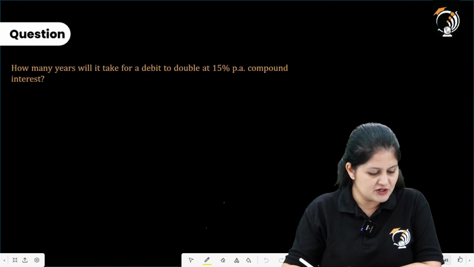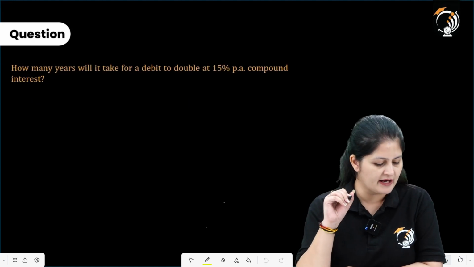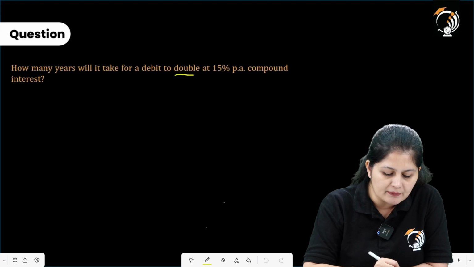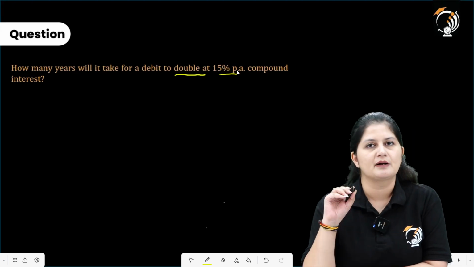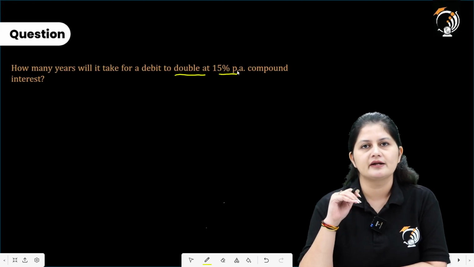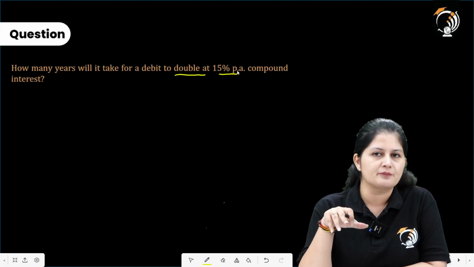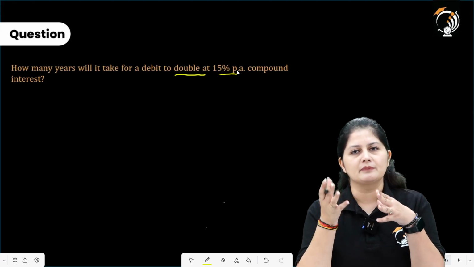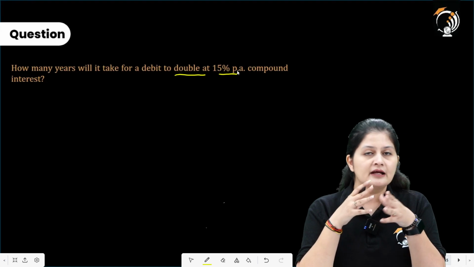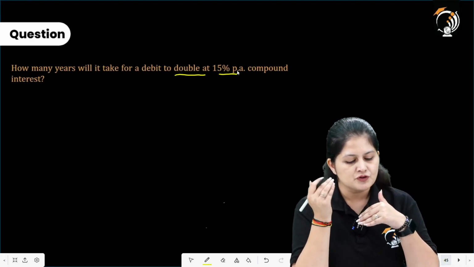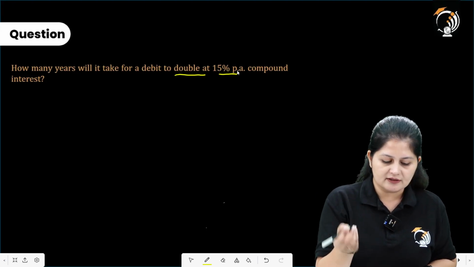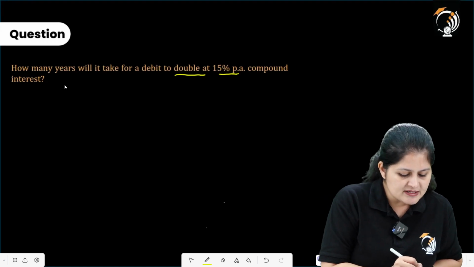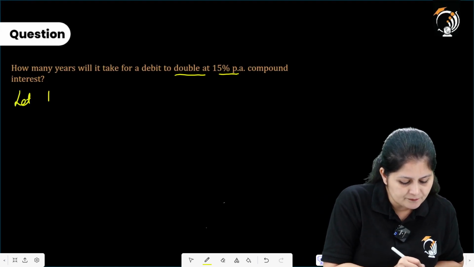Moving to the next question, which is a good question, interesting question, I would say. How many years will it take for a debt to double at 15% per annum compound interest? So now we need to understand how the values are provided to us. Here the question says that the amount needs to get double, right? Whatever the amount that you have lent, it needs to get double now. So simply, we need to find out in how much time it is going to be double.